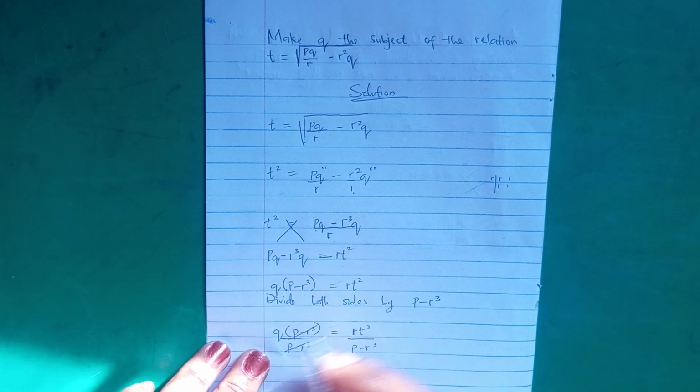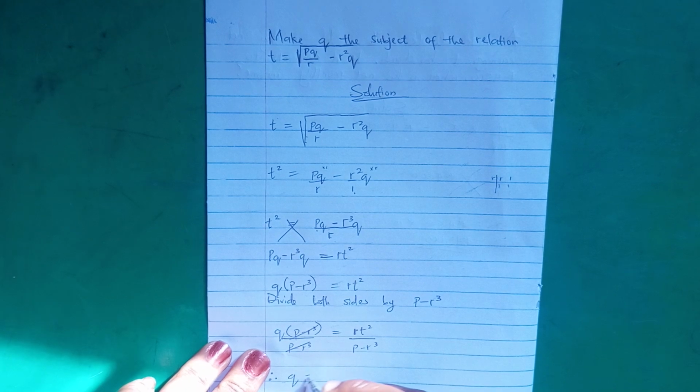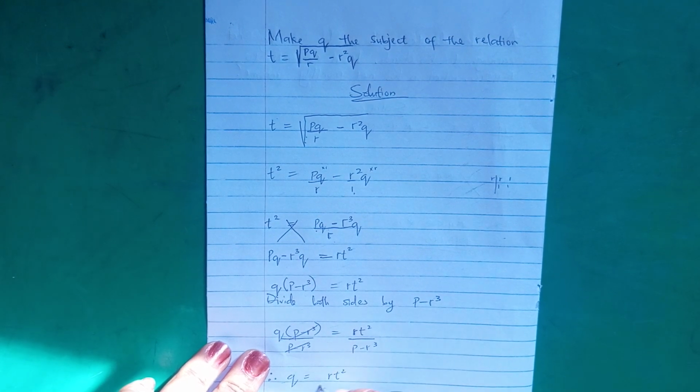This, we'll cancel, leaving us with only Q. Therefore, Q is equal to RT squared over P minus R raised to power 3.